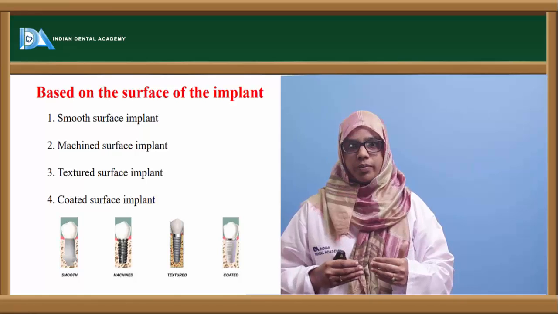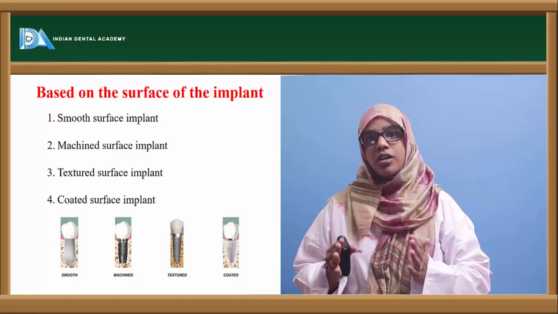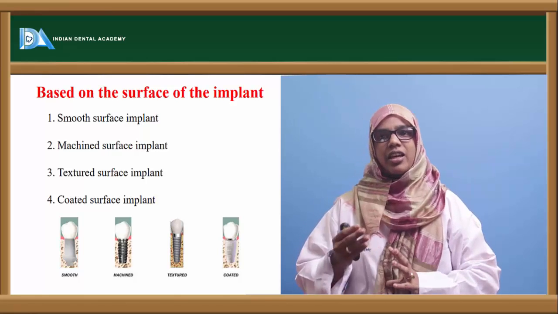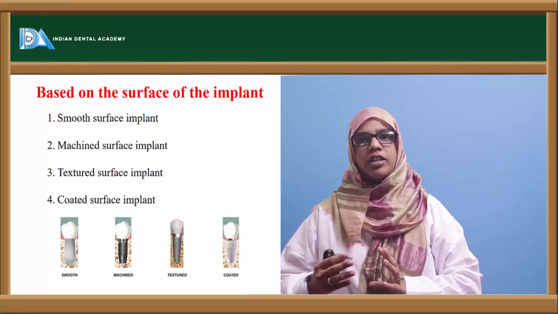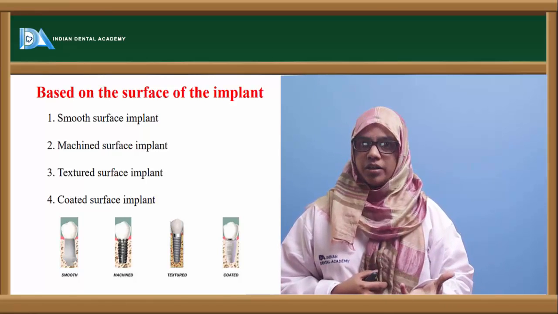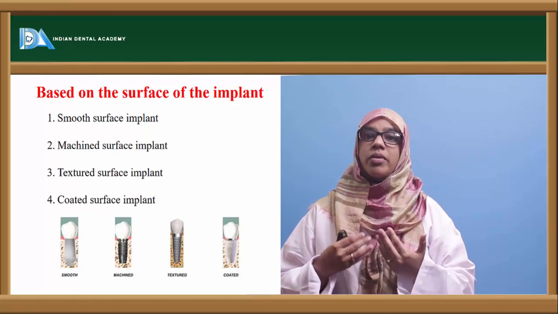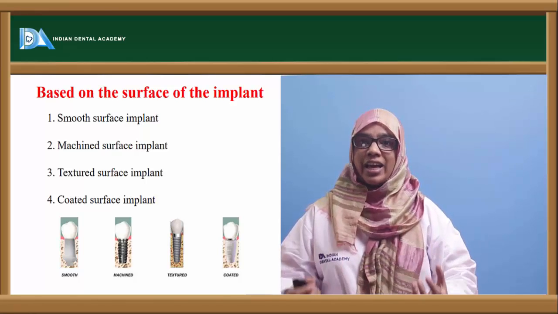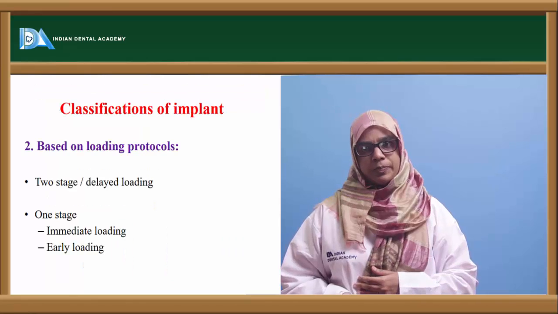Then the textured implant. If you're using a lesser diameter implant, you need a longer implant. They are textured implants which increase the primary stability of the implant, and surface coated implants which are more commonly used in the maxilla because they are more porous. So you need some surface coating to enhance the osseointegration process.